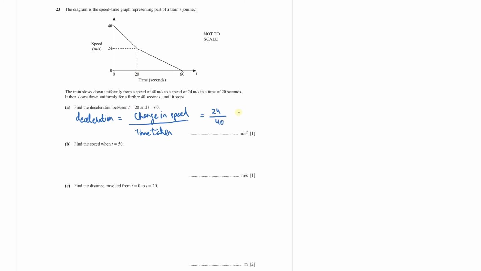So 40. And then I can divide by 8. 8 threes are 24, 8 fives are 40. So this is 3 over 5 meters per second squared, or if you want to write it as decimal, it will be 0.6 meters per second squared. So 0.6. Find the speed when t equals to 50.